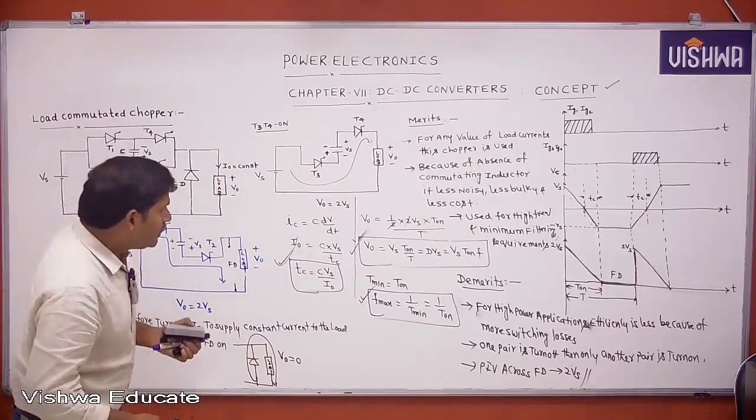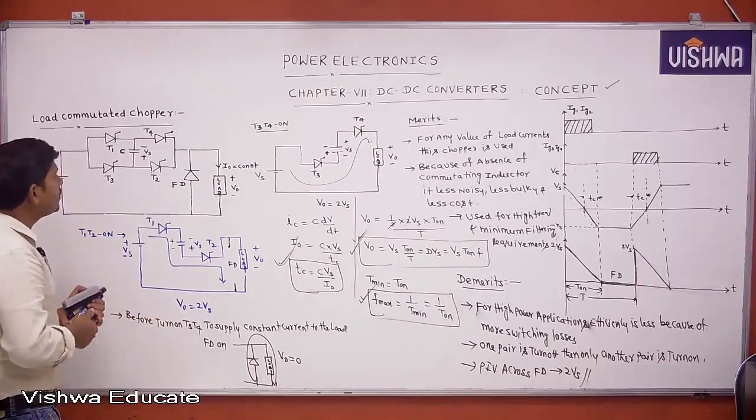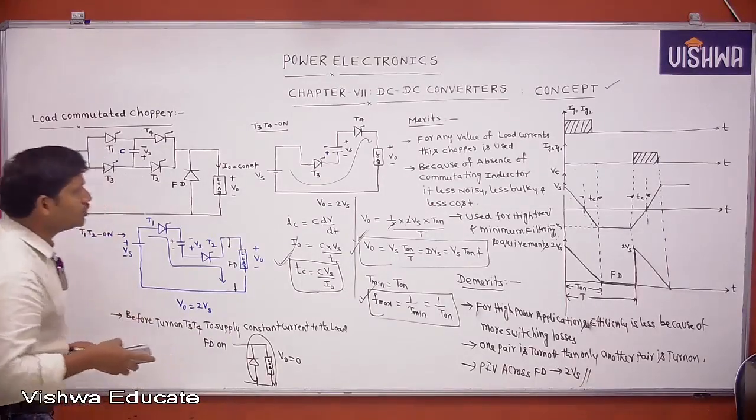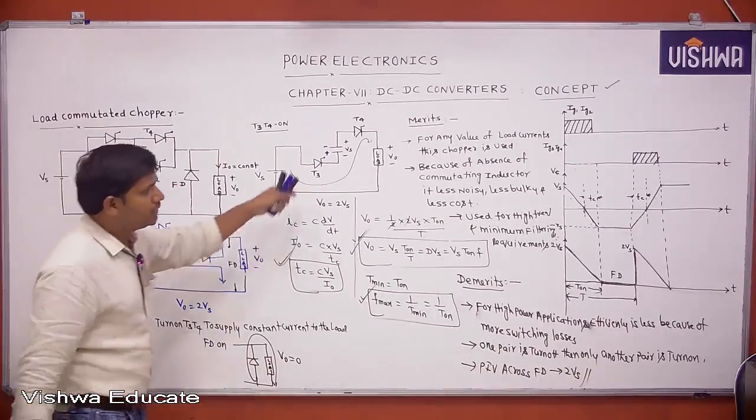Clear? Okay. Then you go for 1 or 2 points with respect to Morgan chopper and Jones chopper. You can write on Jones chopper. It's clear? Okay.